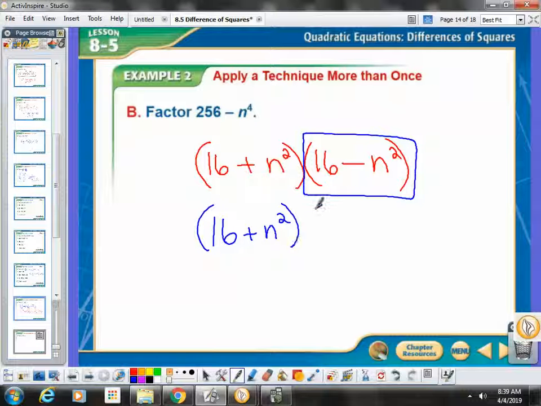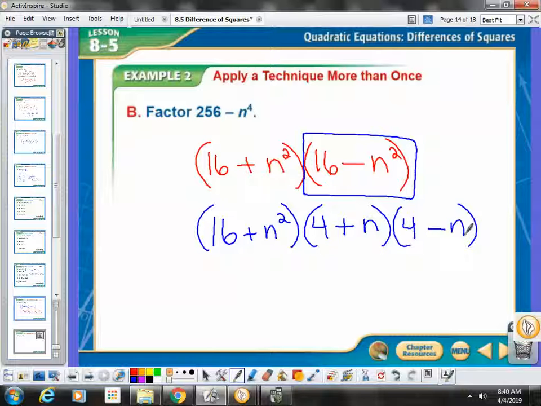With the second parenthesis, I'm going to break down into two new parentheses using difference of squares. One's going to be a plus and the other's going to be a minus. I put a flip-flop where that plus and minus are. What's the square root of 16? 4. We're going to lead off with 4. What's the square root of n squared? And there you go. There's our factored form.